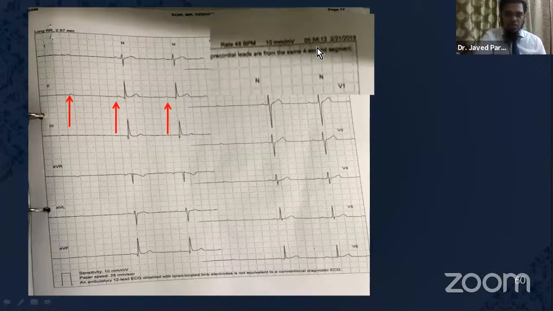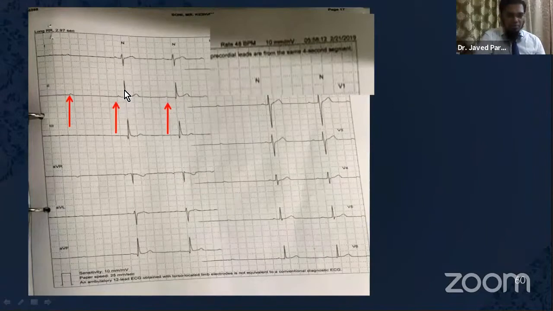So this is somewhere around in the morning, 5 a.m. So probably the patient was in deep sleep during this time. And you can see that the PP interval is quite long. If you see 1, 2, 3, 4, 5 boxes. So there is sinus bradycardia which is going on.